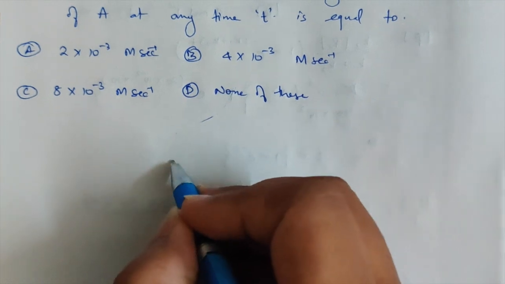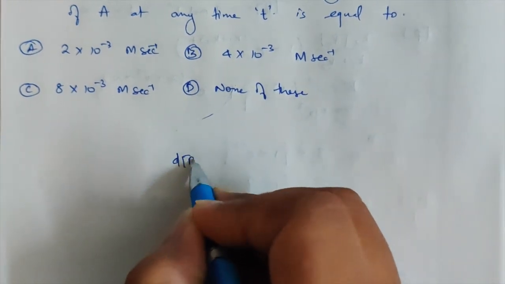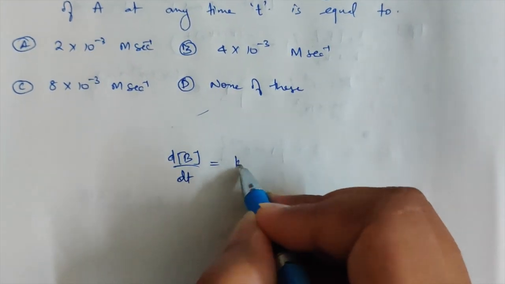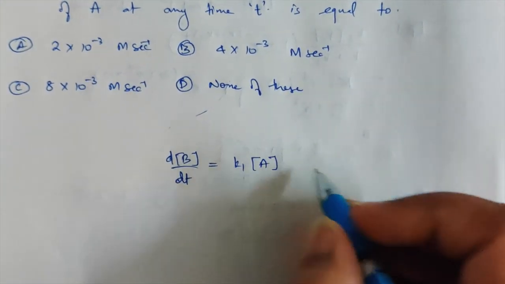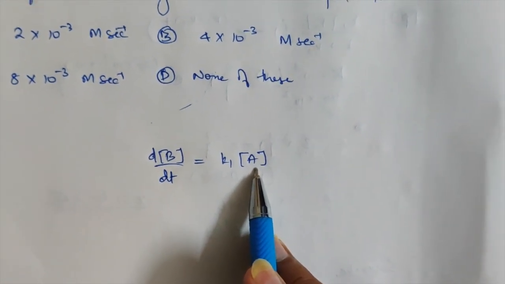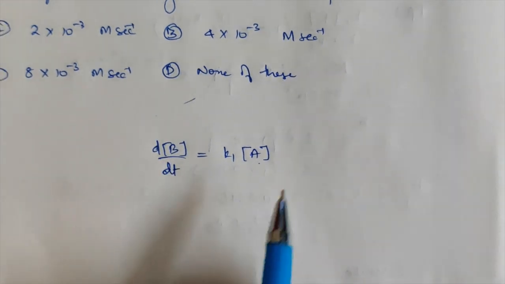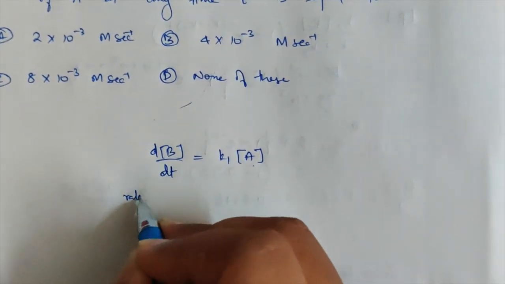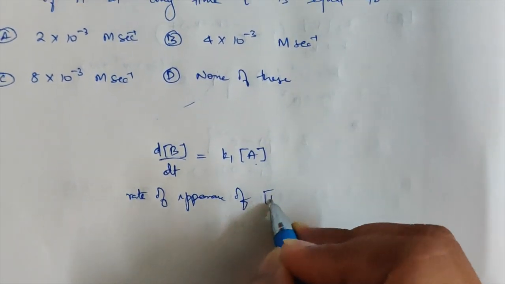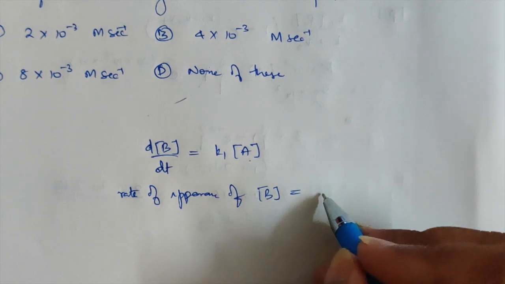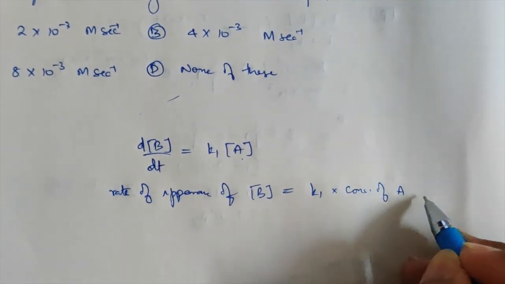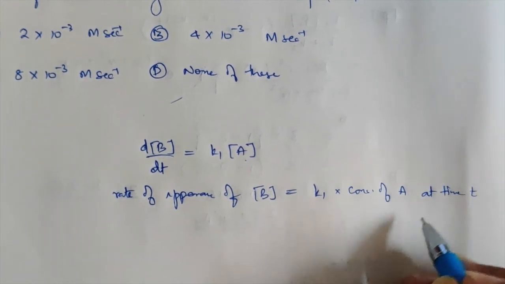So the rate of appearance of B is nothing but dB by dt. That's what they are asking, and if you remember, we have done this already. It is equal to K1 into A, where A is the concentration of your reactant at some time t, and dB by dt is the rate of appearance. So rate of appearance of B is equal to K1 into concentration of A at time t.